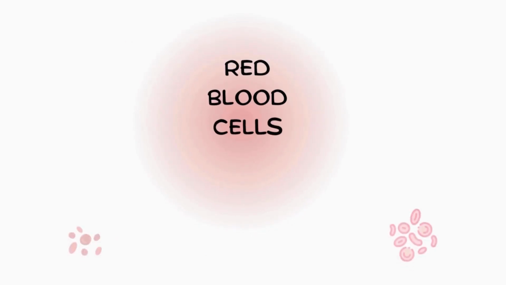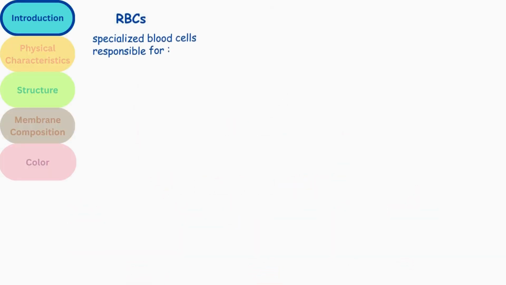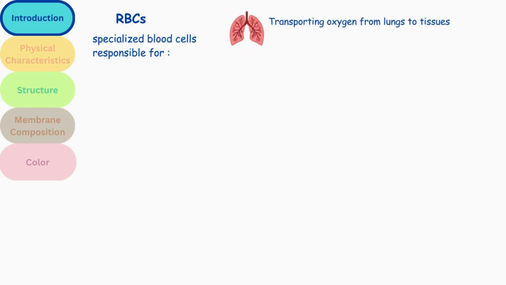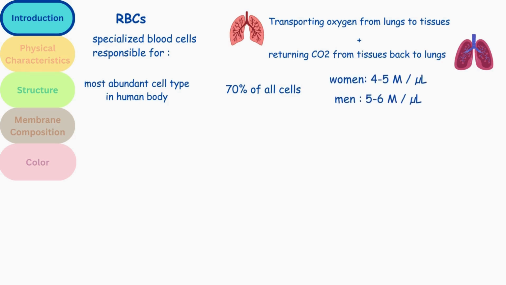In this video, we are going to learn about red blood cells. These are specialized blood cells which are responsible for transporting oxygen from lungs to tissues and returning carbon dioxide from tissues back to lungs. These are the most abundant cell type in the human body, constituting about 70% of all cells. Women have 4 to 5 million per microliter, and men have 5 to 6 million cells per microliter.